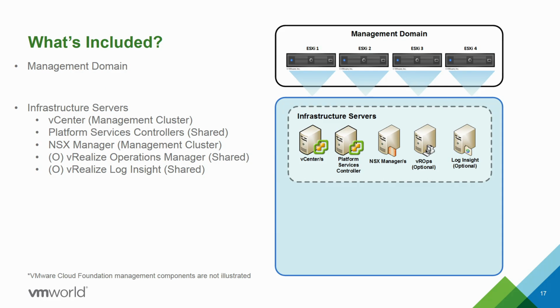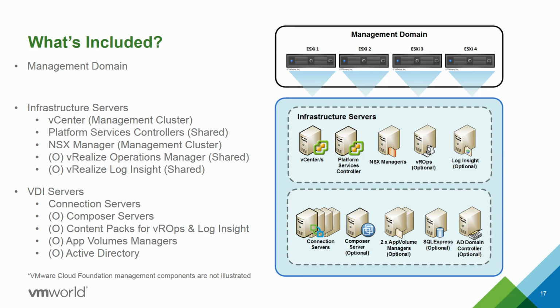So one of the questions we regularly get asked is, what is included when we talk about VMware Cloud Foundation and Horizon? I'm not going to cover the management domain. Todd covered that very well in his previous section. Some of the things that we will see once we've deployed our workflow: you're going to see connection servers, at least 2. You may see more than 2 depending on how many desktops you require within your infrastructure. You may see a Composer server or 2 if you selected linked clones as part of your workflow. You may see App Volumes managers if you require App Volumes. You may see Active Directory, content packs for Log Insight and vROps if you select them. So these are the kind of things you will expect to see once you've deployed your VDI workflow.